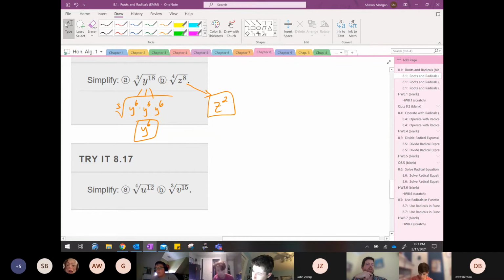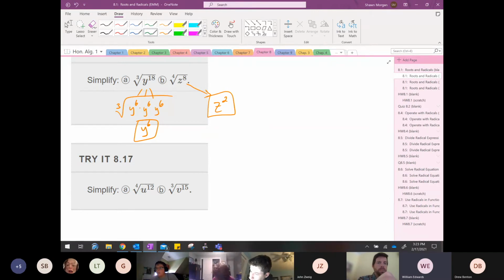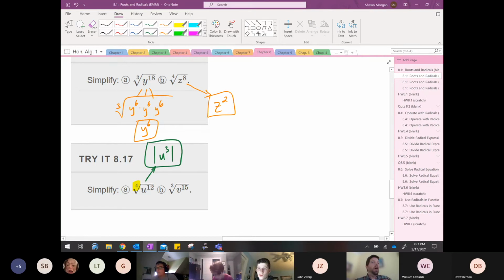Yes, sir. All right, what'd you do in the first one? I got the absolute value of u to the third. Rock and roll. Absolute value because it's an odd exponent, right? We don't want to leave the door open. Whenever we've got an even powered root, we don't want to leave the door open for negativity, so we put those absolute value bars on there. Solid answer. Well done.